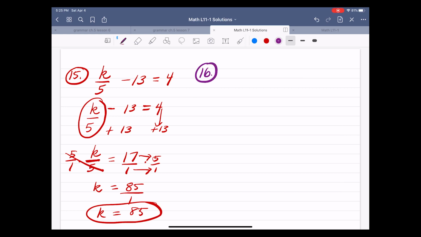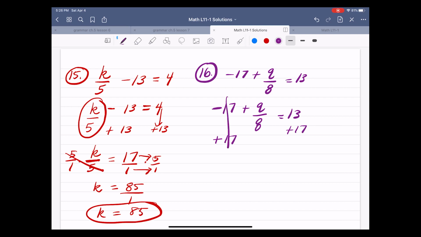Number 16. We have negative 17 plus Q over 8 equals 13. I'm going to rewrite my equation. Then I want to get rid of the negative 17. So the inverse of minus 17 is plus 17. If I add it to the left, I have to add it to the right. Then negative 17 and 17 make 0. I'm left with Q over 8 equals 30.